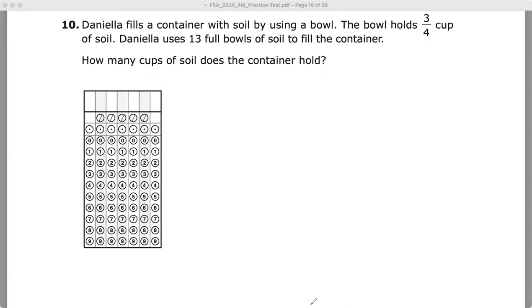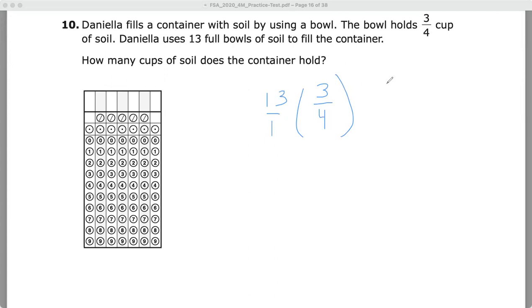So here we're going to be multiplying 13 full bowls times 3/4 of a cup. So when you're multiplying a whole number times a fraction, you can put the whole number over 1 if that helps. And then you just multiply the top.